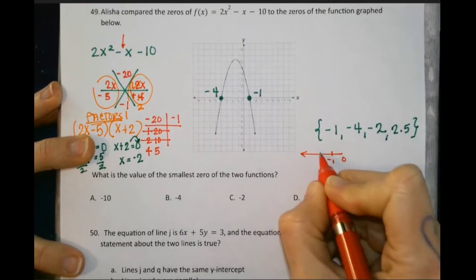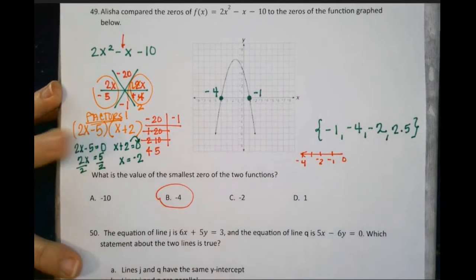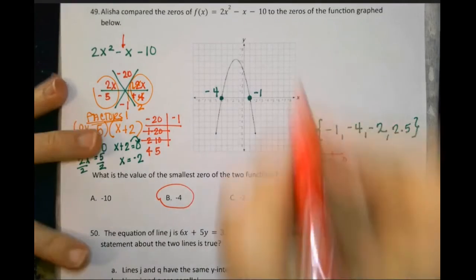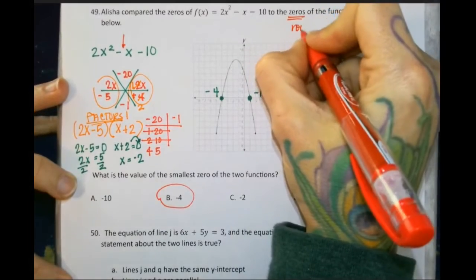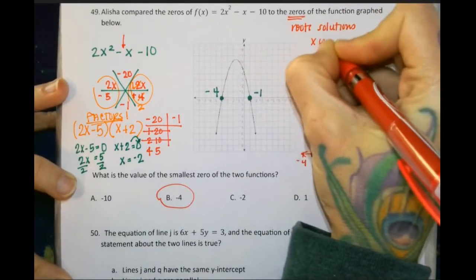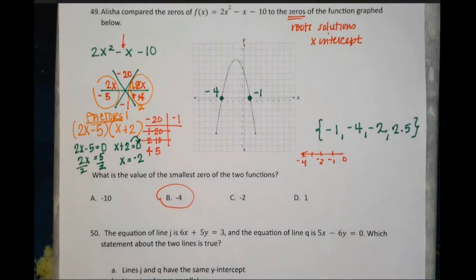So we're going to go -1, -2, -3, -4. So -4 is going to be our answer to that puppy. All right. Yay. If you have any questions, again, call out. Zeros, the other words would be roots, solutions, x-intercepts. This is when something hits the ground. When does the profit come back to 0?